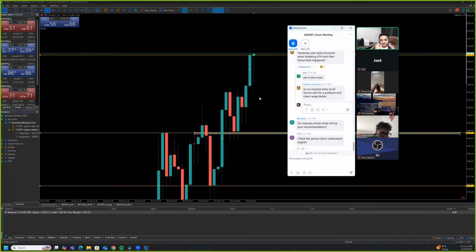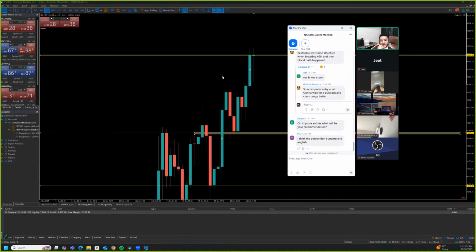Yesterday was the same structure when it broke the all-time high and then a bloodbath happened. Yeah, this is a very dangerous level right now. We are standing at 4200, tapping on 4200, a very risky one. We need to see how the market reacts to this area.